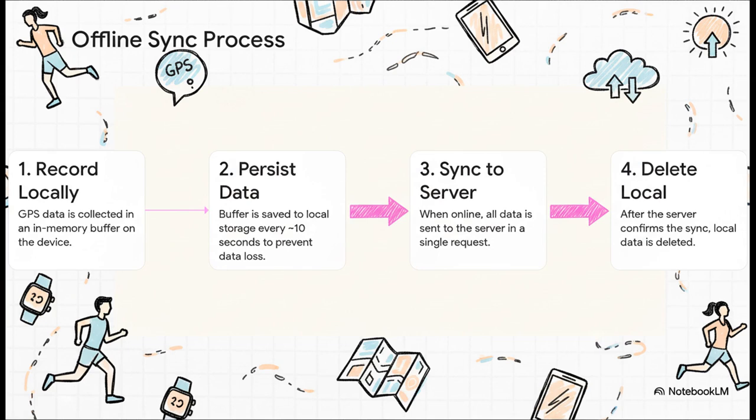As you run, the app collects all those GPS points in memory. Now, just in case the app crashes or your battery dies, it saves that data to your phone storage every 10 seconds or so, kind of like a little insurance policy. Then, once you're done and you're back online, the app uploads all that data in one big, efficient package. And only after the server says, "Yep, got it," does the app delete the local copy. It's a really robust and resilient way to do it.